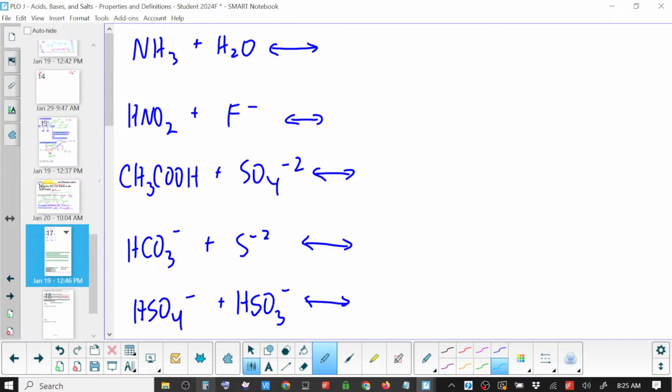H2O is whatever you want it to be. I don't want it to be an acid. There we go. NH3, what's that? I forgot. It's a base. It's ammonia, so that is definitely a base. So bases are proton acceptors.